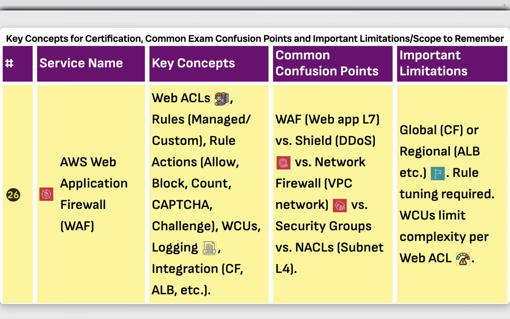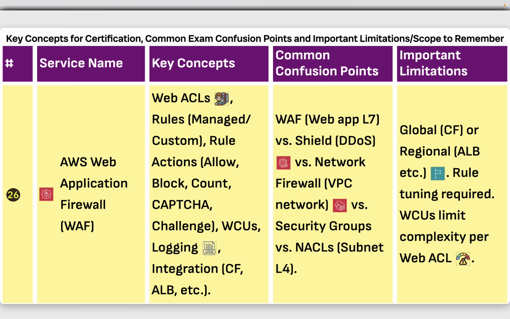Then AWS Web Application Firewall. Key concepts are Web ACLs, access control lists. Then rules, there are two types: managed and custom. Rule actions can be allow, block, count, CAPTCHA or challenge. Then WCUs, which is Web ACL capacity units, logging, and integration with CloudFront, Application Load Balancer, etc. Confusion can be WAF, which is only web app layer 7, versus Shield, which is DDoS, versus Network Firewall, which is for VPC network, versus security groups, versus network access control lists. So these last two are layer 4.